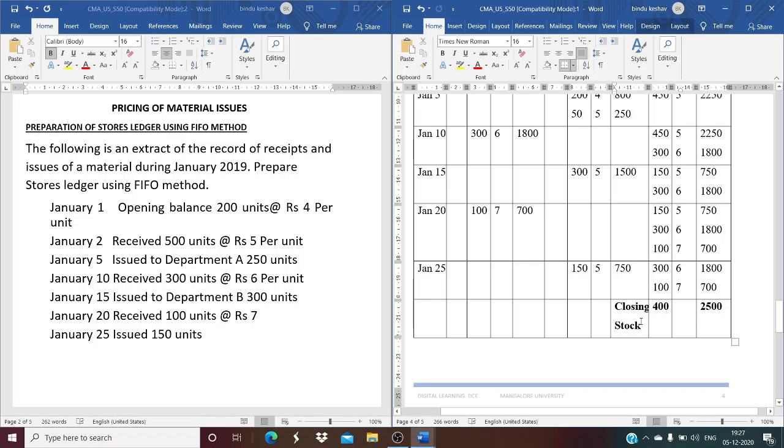So the closing stock, when you add 300 plus 100, it is 400 units and the value of the closing stock is 1800 plus 700, 2500.